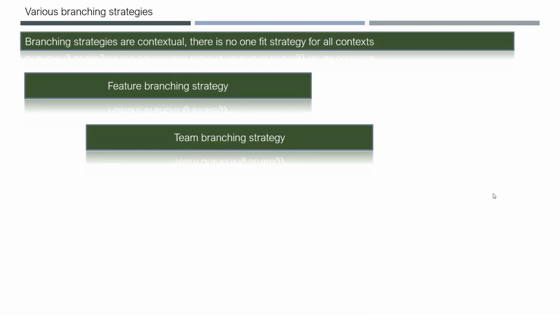Let us say in your project there are multiple teams. One team is working on something related to middleware. That could be your Pega, or it could be Salesforce. They might be developing some connectors. One team might be working on something related to search functionality.